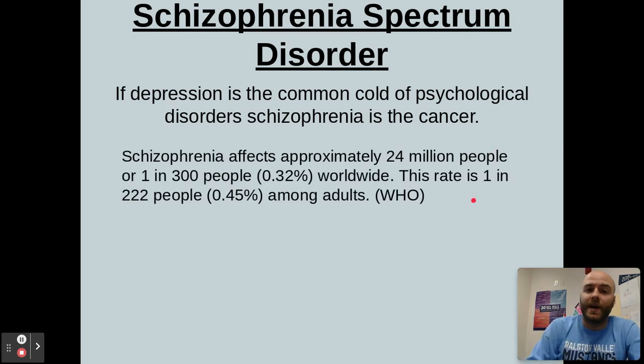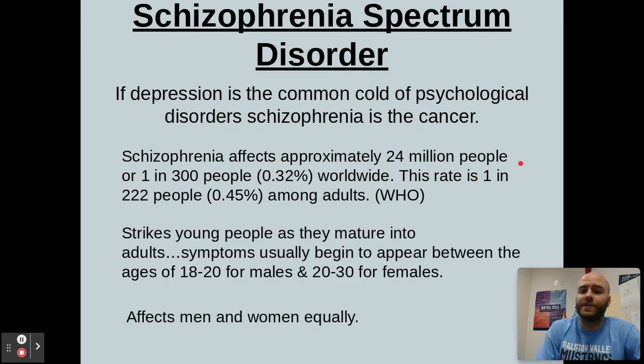When we talked about depression being the common cold of psychological disorders, if depression is the common cold, then schizophrenia is the cancer. It impacts roughly 24 million people, or 1 in 300 people worldwide. That rate jumps up to 1 in 222 people when we're talking about adults only. This strikes young people as they mature into adults. Their symptoms usually begin to appear between the ages of 18 to 20 for males, and 20 to 30 for females. And it impacts men and women equally around the world. It is a worldwide disease.